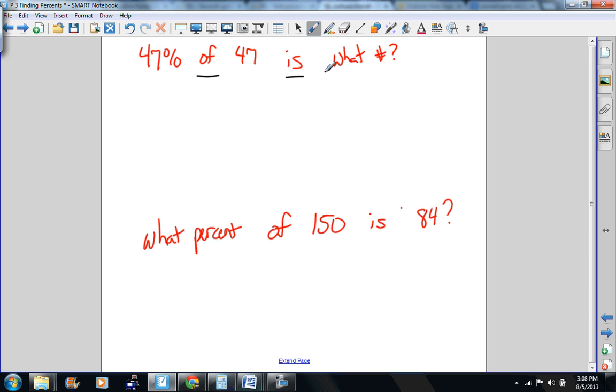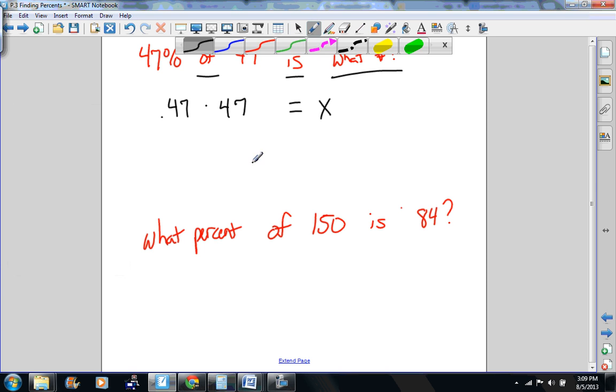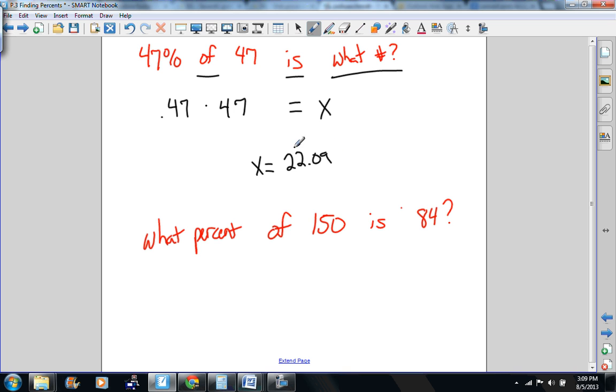Okay, keywords. Times, equal to, x. 0.47 times 47 is what number? This time we just have to multiply, which is 22.09. Okay, that was one of the easier types. This one here at the bottom is a little bit trickier.